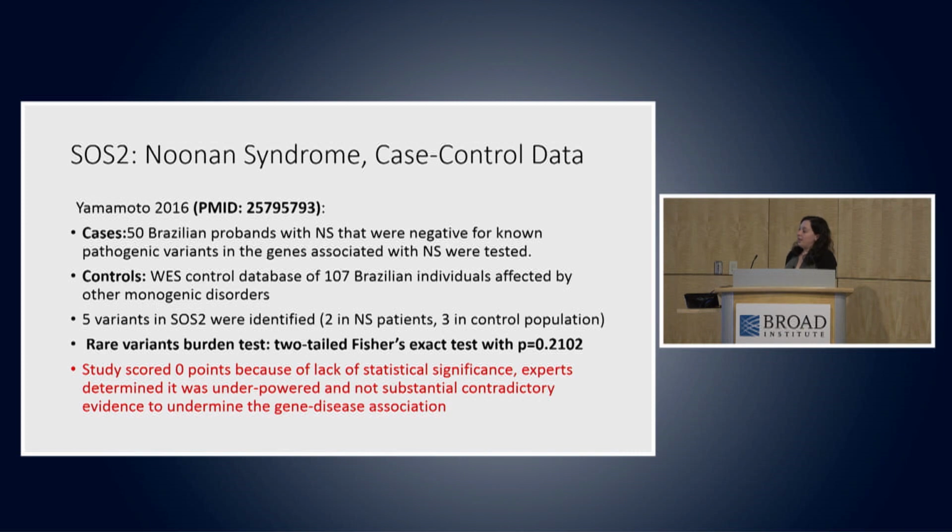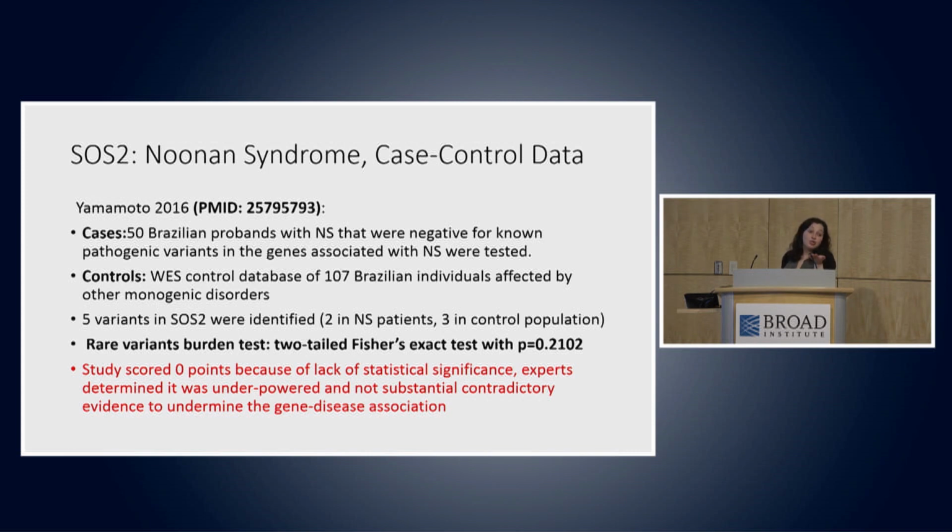So 5 variants in SOS2 were identified. 2 of them were in Noonan syndrome patients, and 3 were in the control population. And they did a 2-tailed Fisher's exact test, and the p-value actually wasn't significant. It was 0.21. And so we scored this 0 points because of lack of statistical significance.